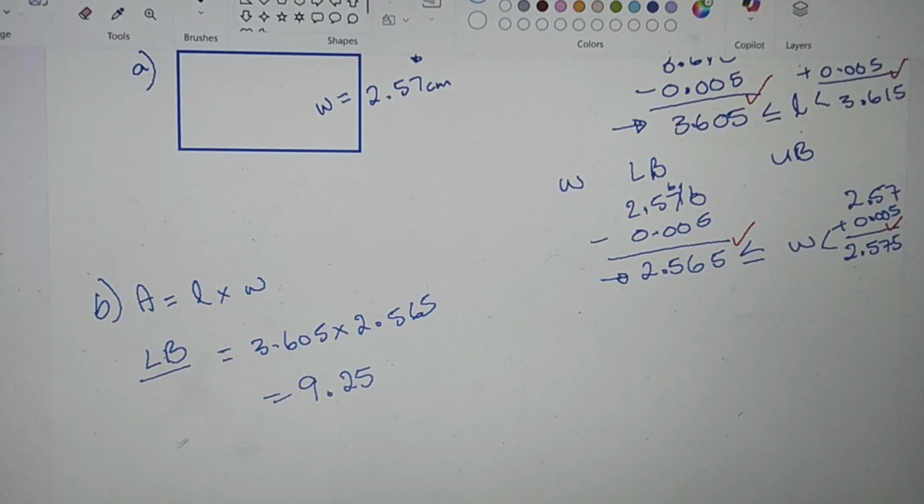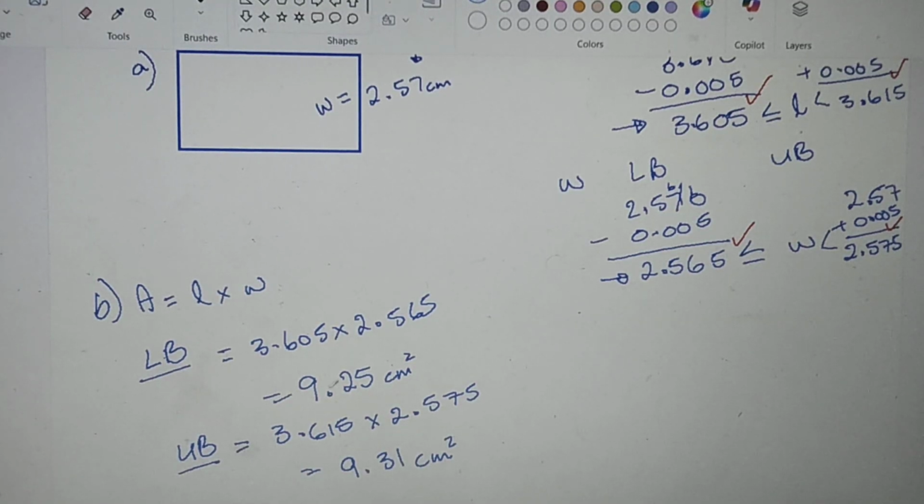My upper bound area would simply be my upper bound times my upper bound, which was 3.615. Remember to put your units in centimeters squared. 3.615 times 2.575, and that would then give me an area of 9.31 centimeters squared.